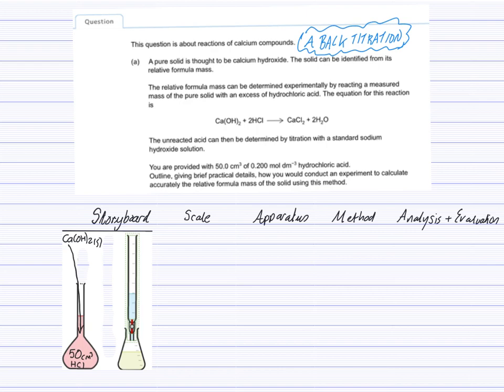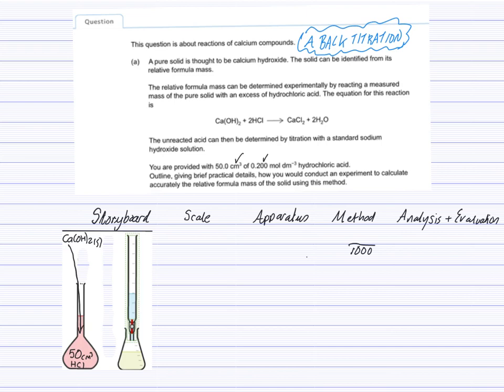So if the acid is going to be in excess, we need to work out the mass of calcium hydroxide that we're going to dissolve in the acid to react with it. So the amount of hydrochloric acid present is simply its concentration times its volume, and because the volume is in centimetres cubed, we divide it by 1,000 to convert it to decimetres cubed. So the amount of HCl is 50 times 0.02 divided by 1,000 moles.